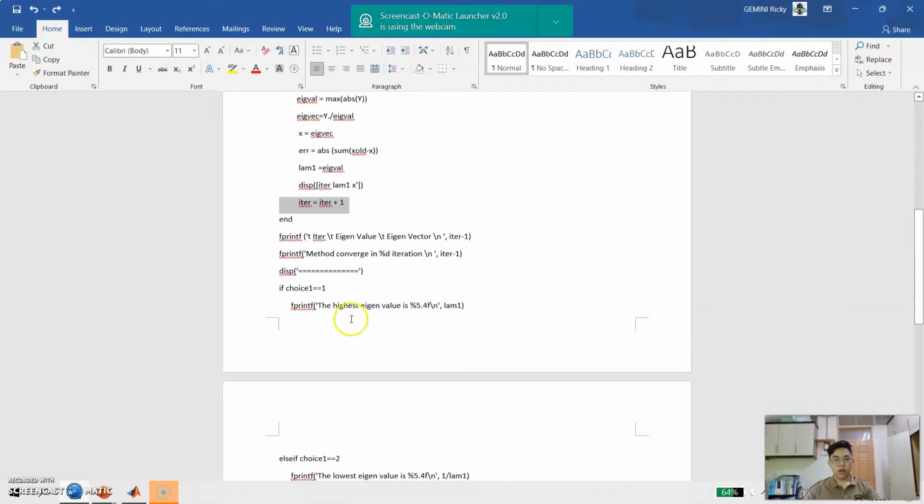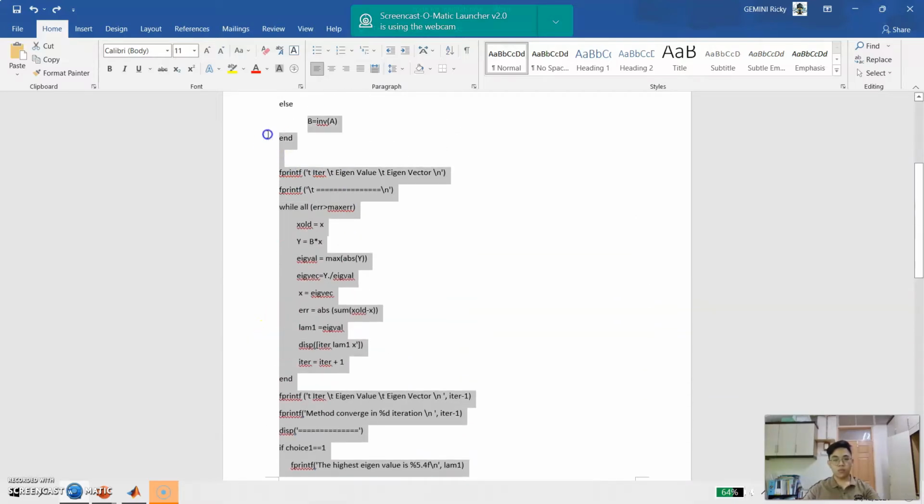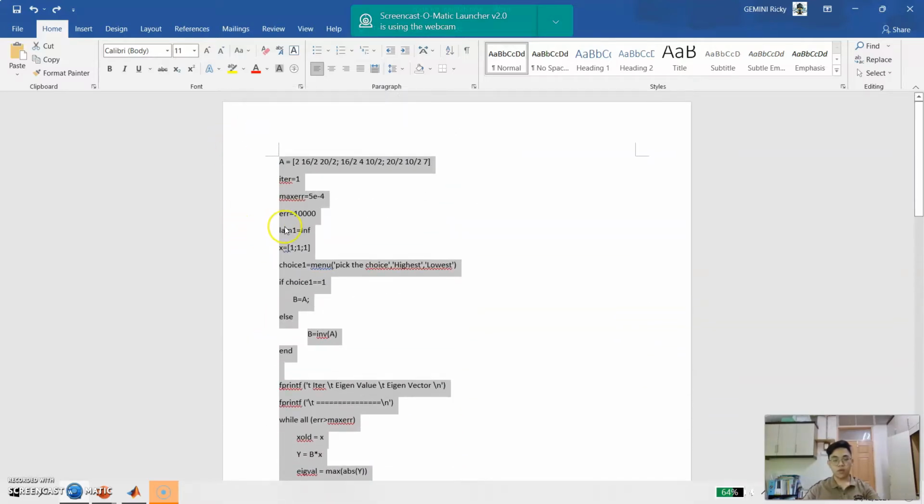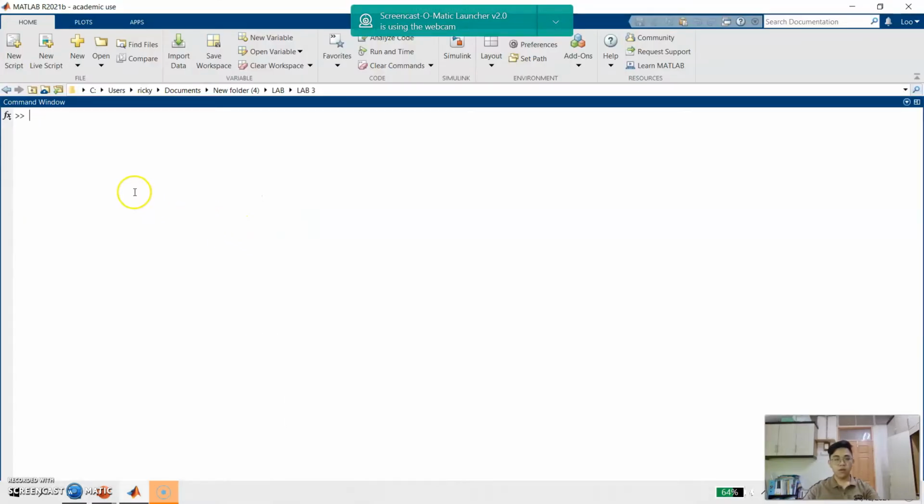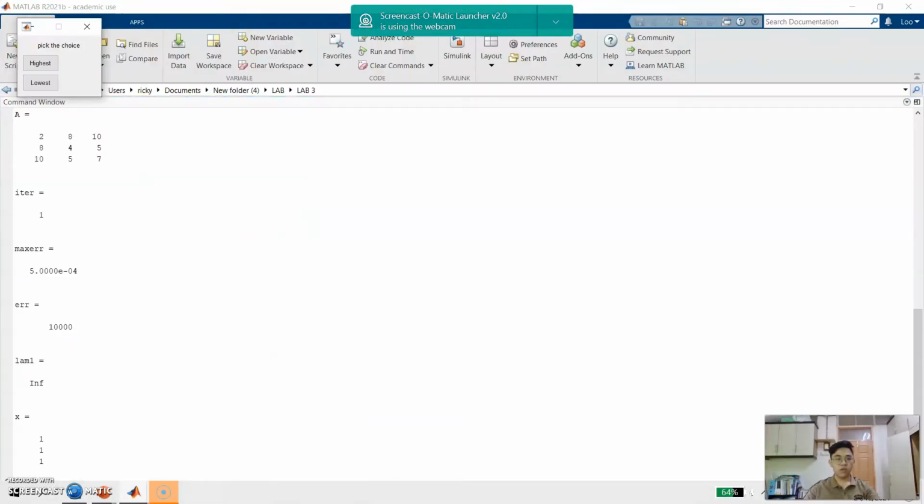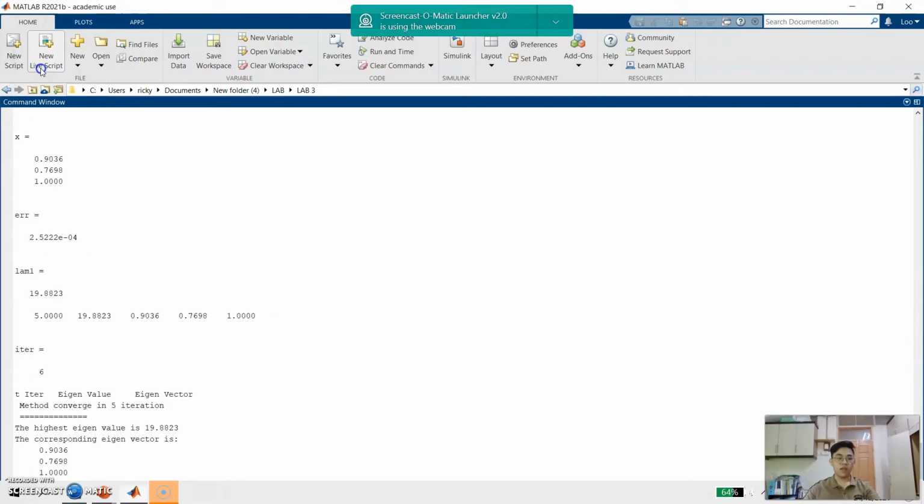So I copy it to MATLAB first. Here is the MATLAB, so we just paste it. Here will be the highest and the lowest. First, question 1a, we need to find the highest eigenvalue and eigenvector. So we click it, and we will get this answer: the highest eigenvalue is this, and the eigenvector will be this.